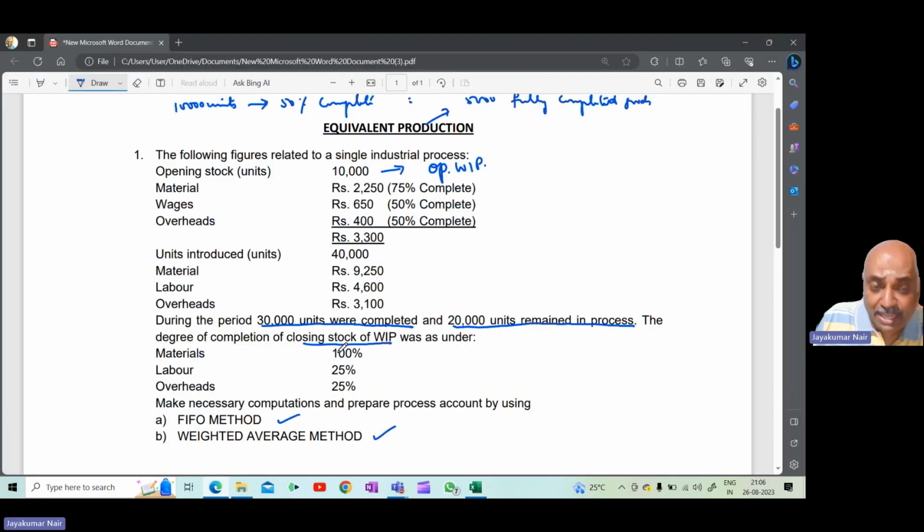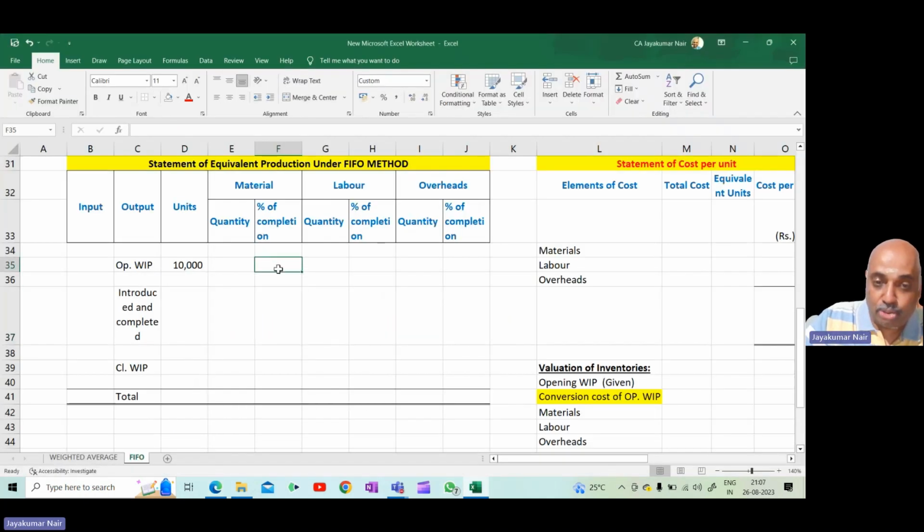But in this particular accounting year, because 75% is already complete, now you have to complete only 25%. So another 25%, if you complete, that material will become 100%. Wages 50% is done, so another 50% you still have to incur. Overheads 50% is done, so another 50% is remaining. So in this particular period, material 25% you have to complete, whereas labor 50% and overheads 50%.